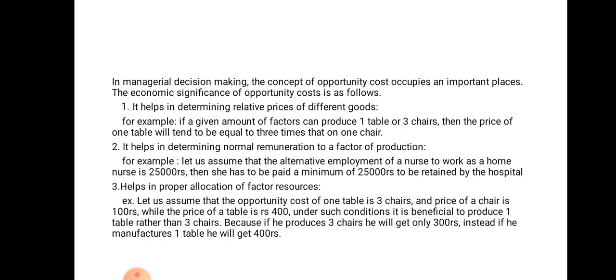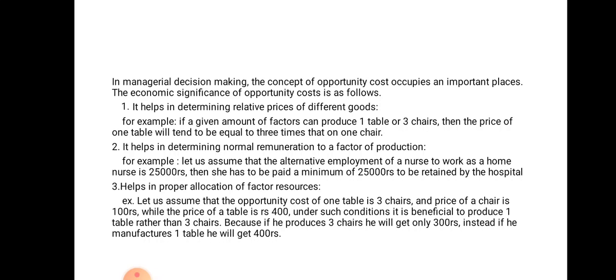For example, if a given amount of factors, that is input materials, input factors, can produce one table or three chairs. So you have two alternatives here. That is, with the resources what you have, you can produce either one table or three chairs. Then the price of one table will tend to be equal to 3 times that of one chair. So if you are producing one table, it will be worth 3 times that of one chair.